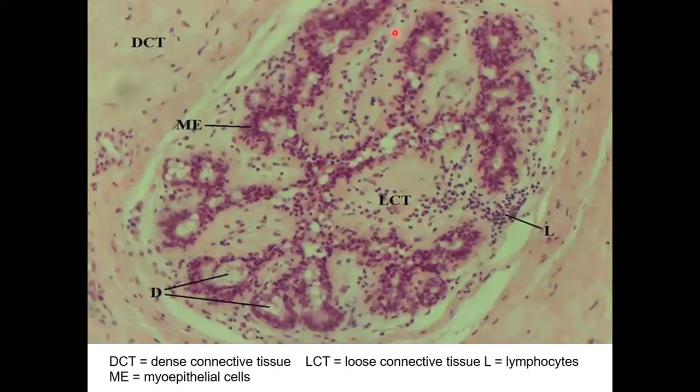This is the microscopic appearance of pregnant mammary gland. Here you will find the loose areolar connective tissue, lymphocytes, loose areolar connective tissue, myoepithelial cells, duct system, as you see here. And this is the pregnant mammary gland, or mammary gland during pregnancy.